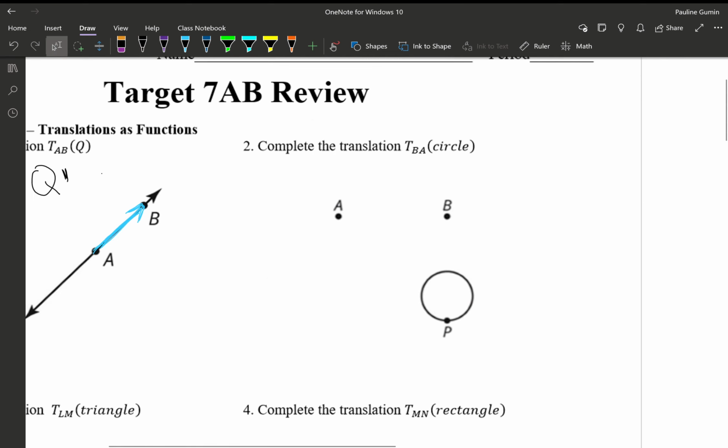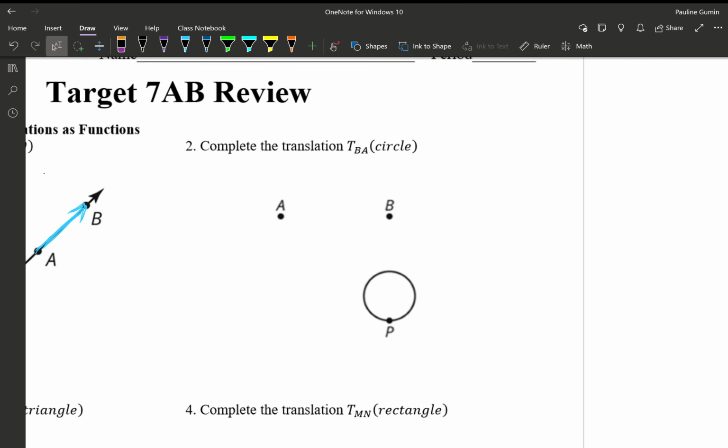Number 2, complete the translation T_BA, circle. So that means let's translate the circle, the distance of BA, in the direction of BA. Let's do it. B to A, there's the distance. And remember, the order of the letters does matter. B to A means we're going to the left.